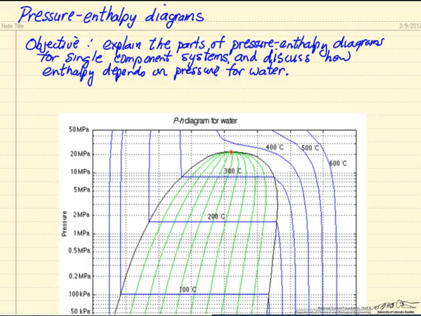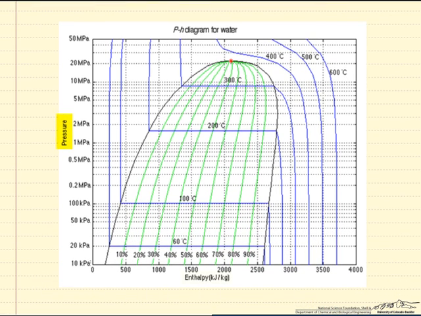I'd like to explain in this video the pressure-enthalpy diagram for a single component system, and then specifically use a diagram for water to talk about some details. So what I'm showing here is pressure versus enthalpy. Notice this is the log of the pressure so that we can really see all the details on the diagram, and enthalpy in kilojoules per kilogram. So the red point, this is the critical point, and that's an important part of the diagram.